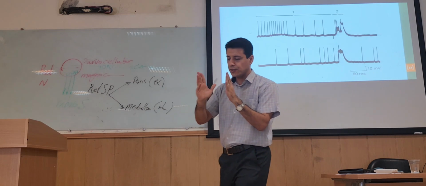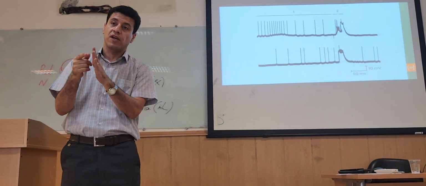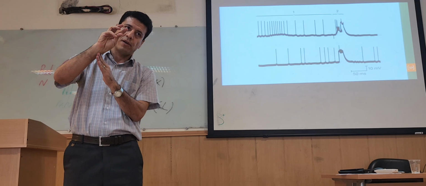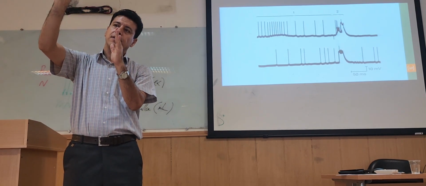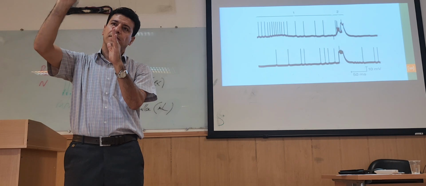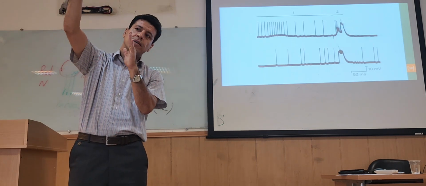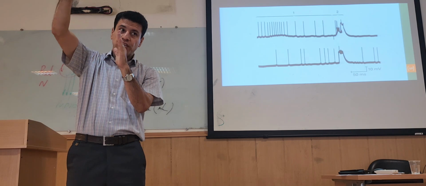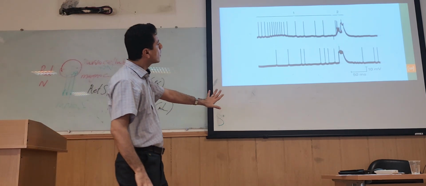So again, I told you that climbing fibers and mossy fibers activate the deep cerebellar nuclei. They go upward in the long loop, the mossy fibers activate the granule cells, which activate the Purkinje cell, which inhibits deep cerebellar nuclei.